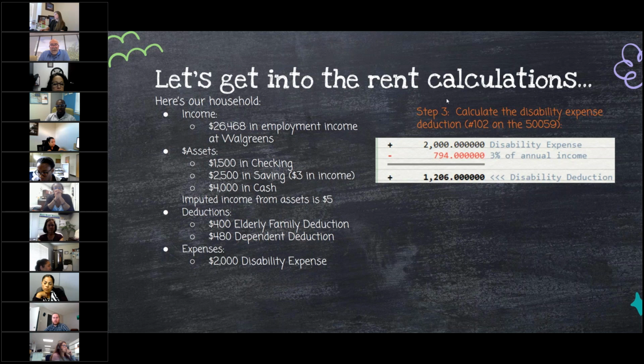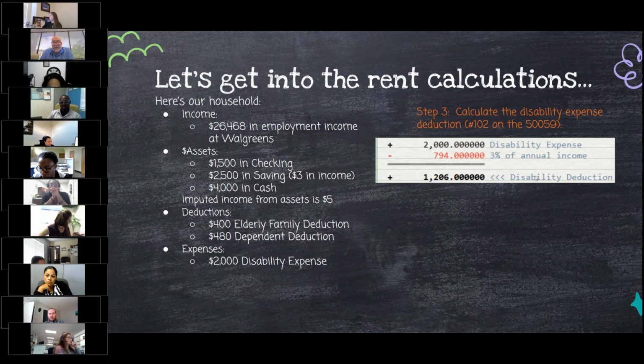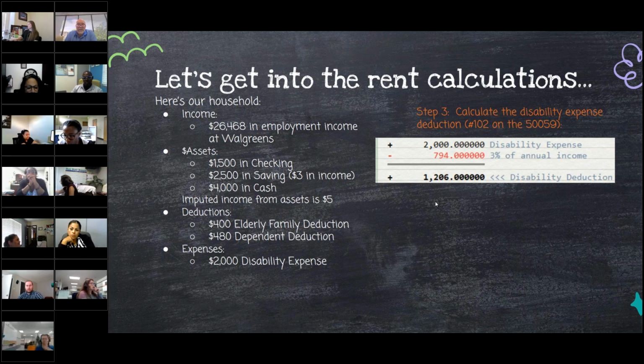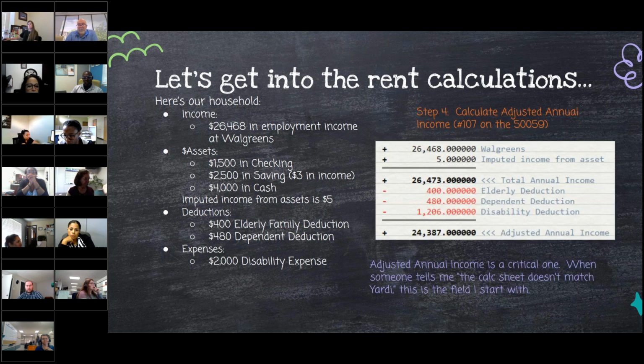Now that we have that 794, we'll subtract that from the $2,000 disability expense. That gives us the disability deduction of $1,206. And then we can add that disability deduction to the dependent deduction and the elderly deduction, and that gives us $24,387. And this is adjusted annual income.